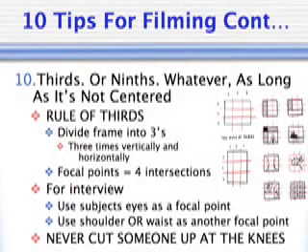Tip number 10. Thirds or ninths, whatever, as long as it's not centered. The rule of thirds is the dividing of a film's frame into threes, that is, 3 times vertically and 3 times horizontally. Focal points should be kept on the 4 intersections of the lines.